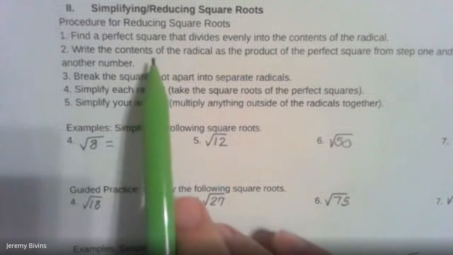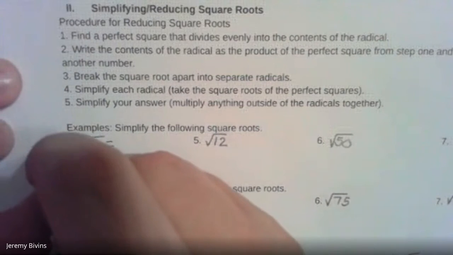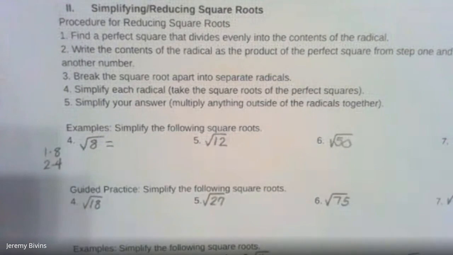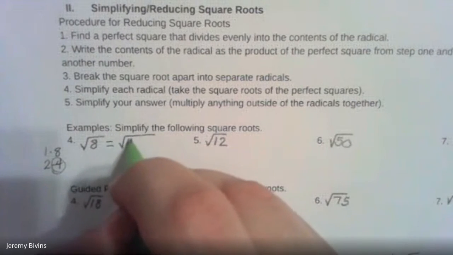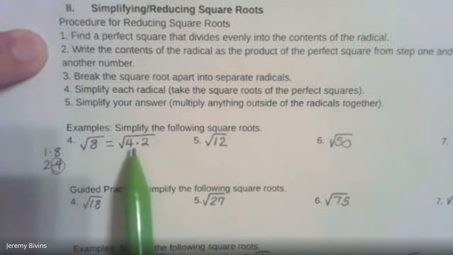It says, find the perfect square that divides evenly into the content of the radical. Now, 8, I'm going to go ahead and write out its factors like we did before. 1 times 8, 2 times 4. That's the sets that will multiply to get you 8. I don't repeat them. The biggest perfect square I see would be 4. I'm going to circle it. So I'm going to go ahead and write that as the perfect square first. 4 times 2. That's going to be our step 2, where we write the product.